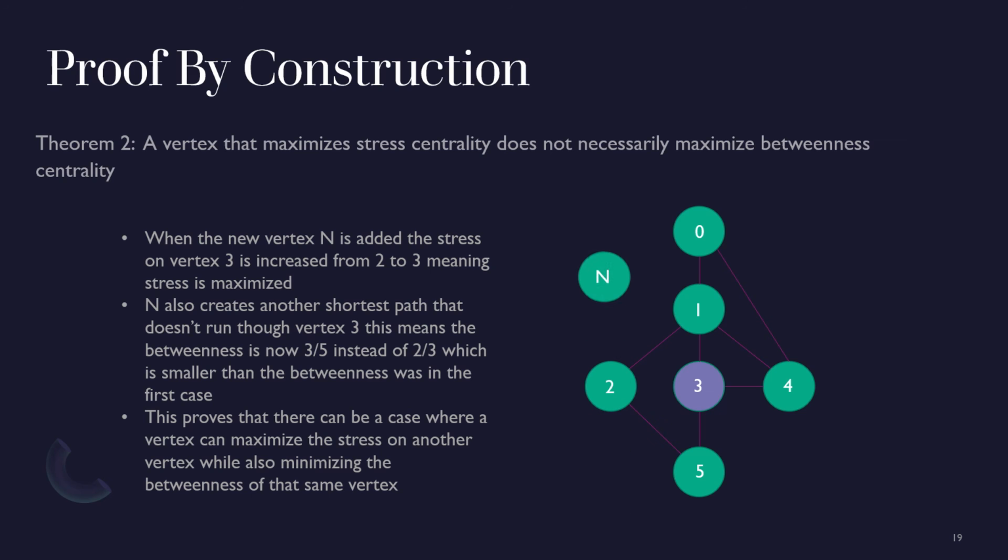And then we're going to add in our node n, which is our new node, and then these edges here. This now will increase the stress on node 3, since there are now 3 different shortest paths that run through node 3. But now there are a total of 5 different shortest paths that lead to node 5, meaning that the betweenness centrality is now only 3 over 5, since there are 3 that run through node 3. And 3 over 5 is a smaller number than 2 over 3, meaning there is a higher stress but a lower betweenness value.